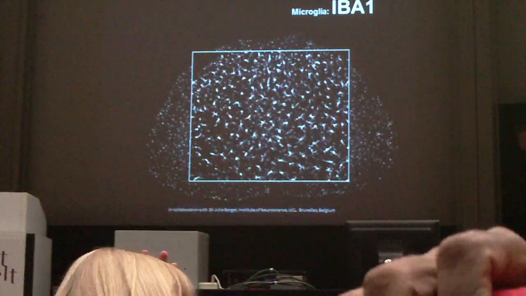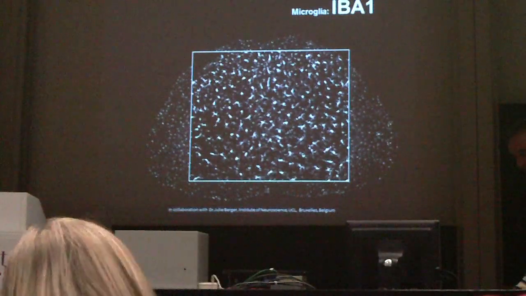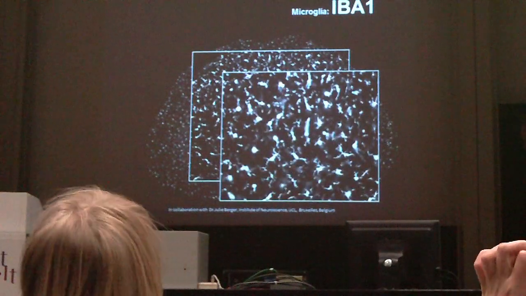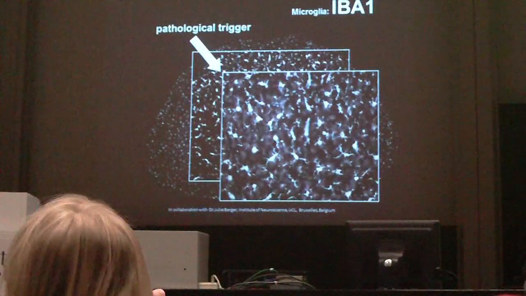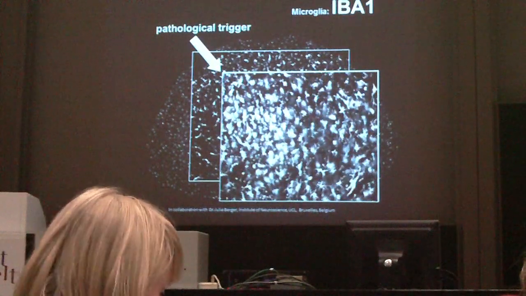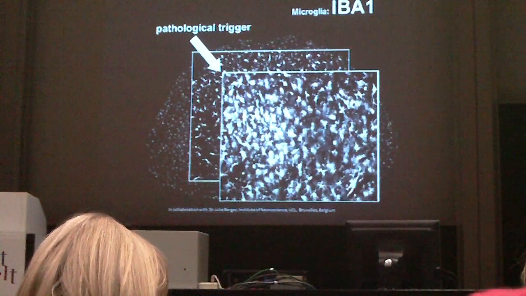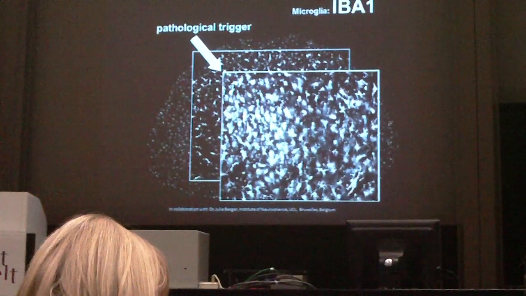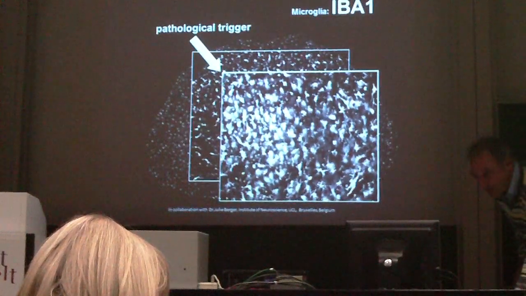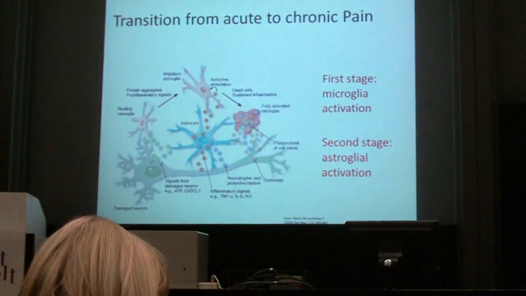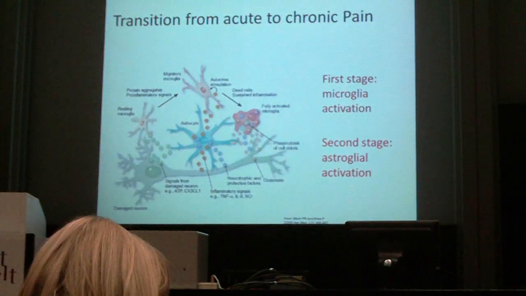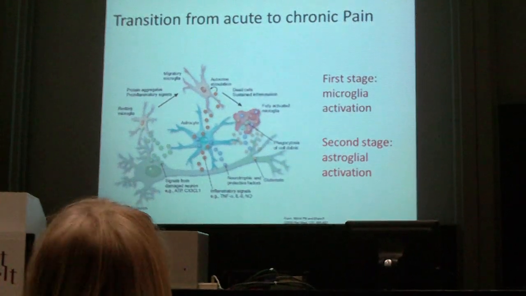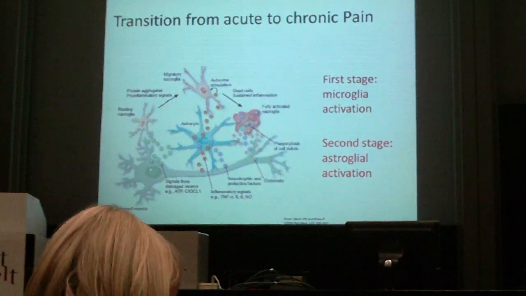And what happens if you make an injury in the skin or in the peripheral nerve? This is even higher magnification. And now if you give a pathological trigger, you can see these cells become activated. Thick. They swell up. They are like bombs. And they're going to release a lot of factors. And these, let's say, inflammatory-like factors are important in processes like central sensitization. They affect the central sensitization.